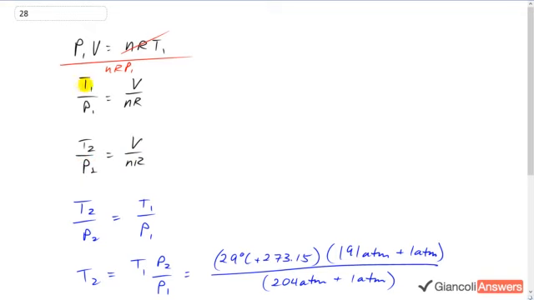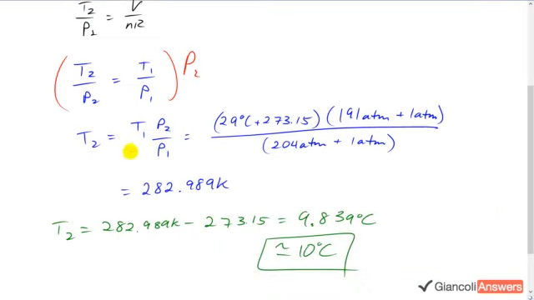So both of these fractions equal the same thing, so that makes them equal to each other. So T2 over P2 equals T1 over P1. And we can solve for T2, the temperature in the ocean, by multiplying both sides here by P2. And the temperature in the ocean is the temperature on the boat times the gauge pressure plus the atmospheric pressure to get the absolute pressure in the ocean, divided by the absolute pressure on the boat.